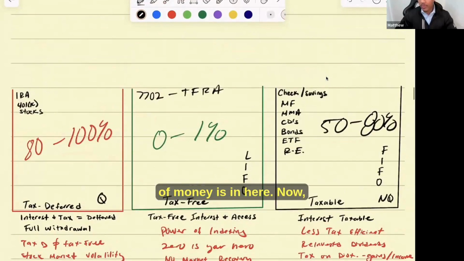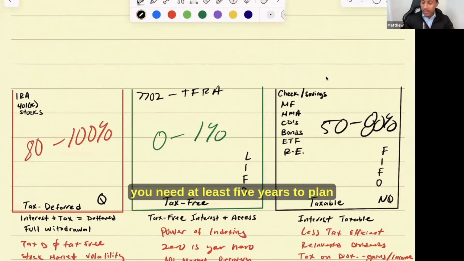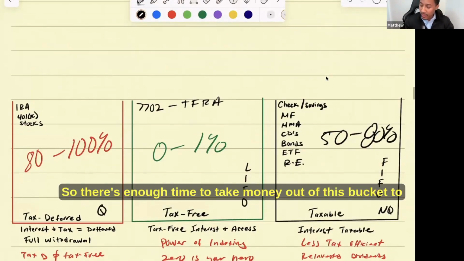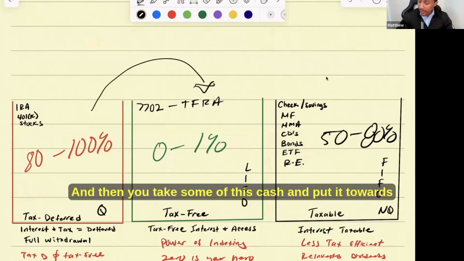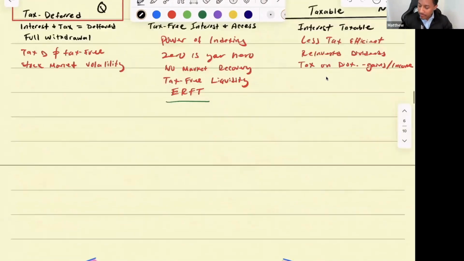Now the goal is when you near retirement, you need at least 5 years to plan for retirement, at least five. So there's enough time to take money out of this bucket to put it in here. And then you take some of this cash and put it towards here to be better balanced on the tax-free side of things.